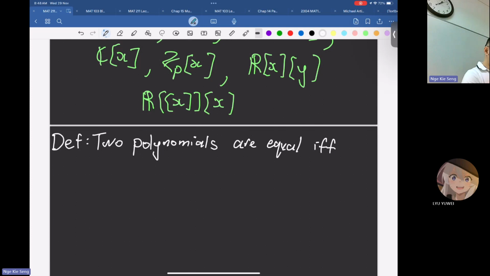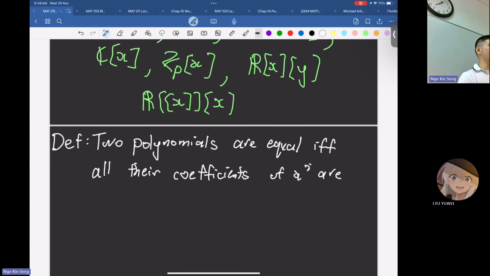All the coefficients are equal. Okay, all their coefficients. Very important now, why do we want to define this? Because we don't treat this as a function anymore. If these are functions, how do you check two polynomials are equal? You need to check at every point. But we don't have functions anymore, so we just check that their coefficients are equal. It makes sense, right?